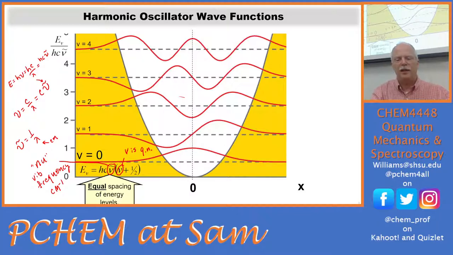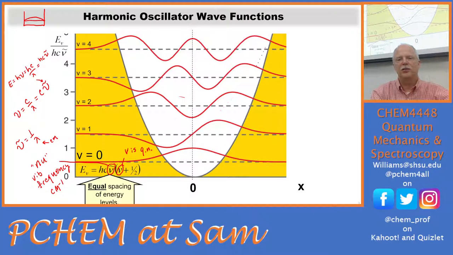Another thing we see, from the particle in a box, if you remember that one, we had steep walls. They went straight up, and then the potential was zero in the middle. And the wave function went to zero right at the wall. Because the wall had infinite potential energy, the particle couldn't penetrate the wall without having an infinite amount of energy.